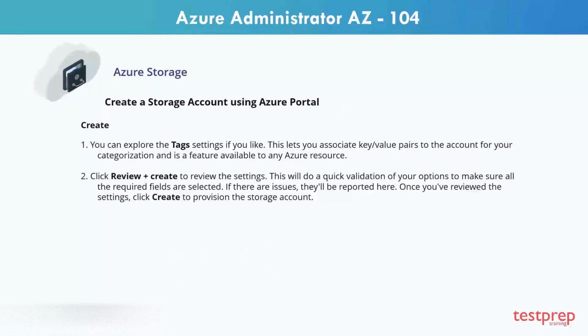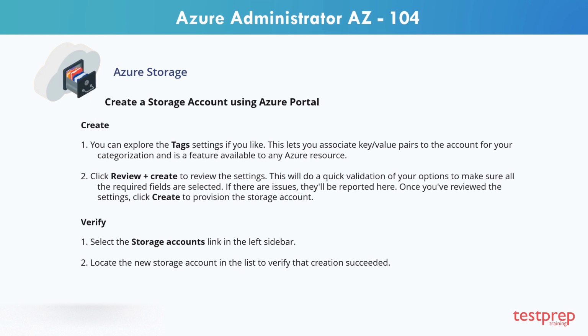Now click Review plus Create to review the settings. This will do a quick validation of your options, to make sure all the required fields are selected. If there are issues, they'll be reported here. Once you've reviewed the settings, click Create to provision the storage account. It will take a few minutes to deploy the account. To verify, first select the Storage Accounts link in the left sidebar. Then, locate the new storage account in the list, to verify that creation succeeded.